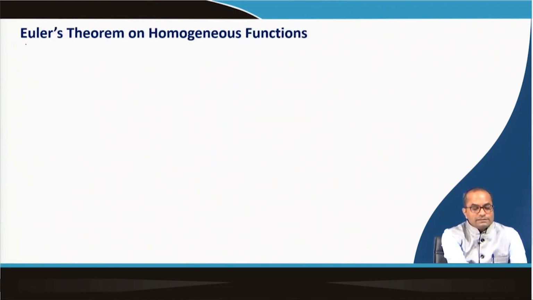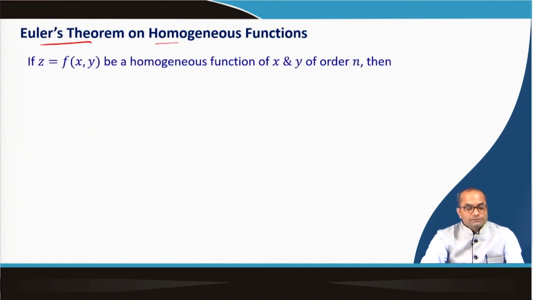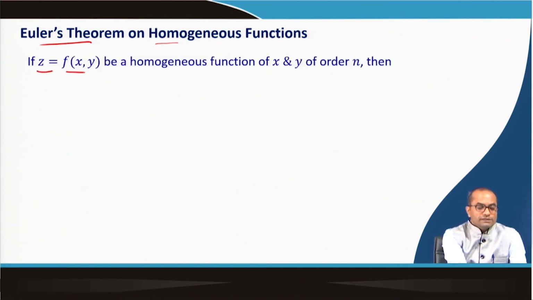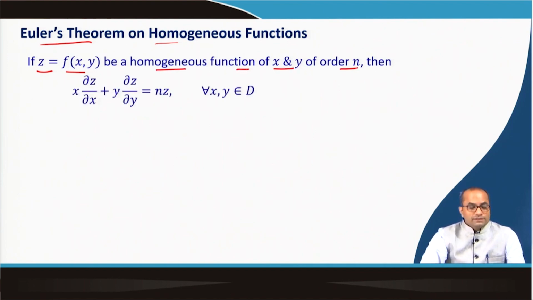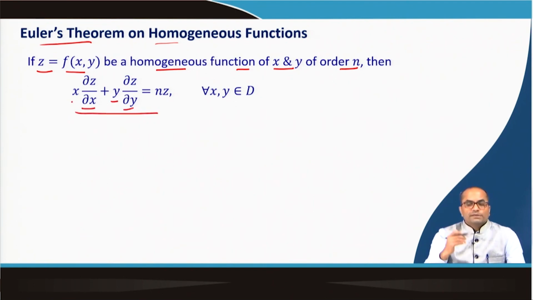There is a nice result, the so-called Euler's theorem on homogeneous functions, which is used for evaluating a certain relation of the derivatives of a homogeneous function. Suppose z equals f(x, y) is a homogeneous function of x and y of order n. Then this is the result: x into the partial derivative with respect to x, plus y into the partial derivative with respect to y, is equal to n into z, where n is the order of that homogeneous function z.